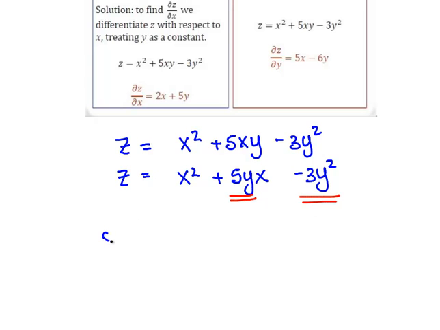So, derivative of z with respect to x equals x squared. Let's look at that. That's just 2x. Plus 5yx. Well, here it's a constant times x, so that's just 5y. And minus 3y squared is a constant entirely, so that's just minus 0, or we can disregard it altogether. So that's the first partial derivative with respect to x. First partial means that there are other types of derivatives that we'll see later on.